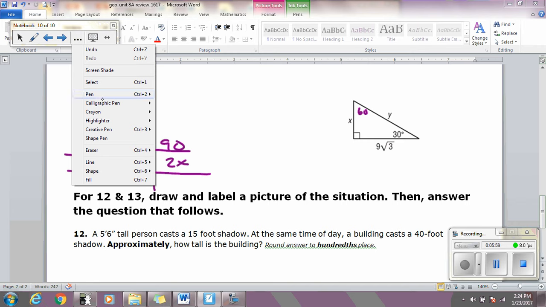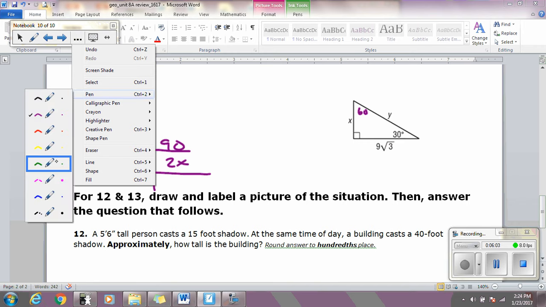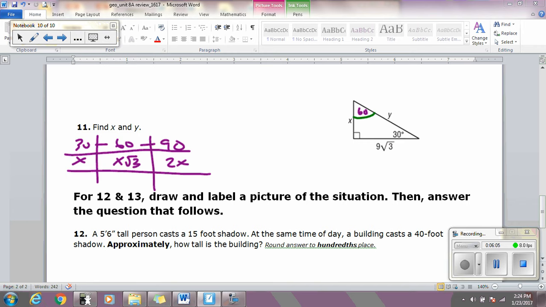So according to this picture, we are being shown the side across from 60 as 9 root 3. As you can see, the root 3's line up in my table, so that means the x and the 9 line up, which is telling me that x in the table should be 9. So underneath 2x, I should put 2 times 9, which would give me 18.